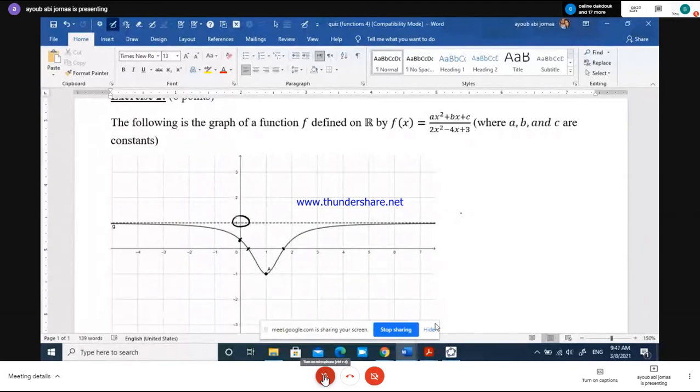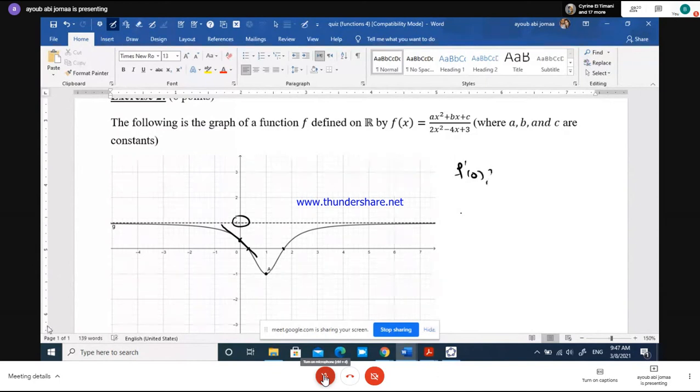F prime of 0 is the slope of the tangent line at x equals 0. You don't have this line, you don't have the slope of this line. So you can't write anything about f prime of 0.